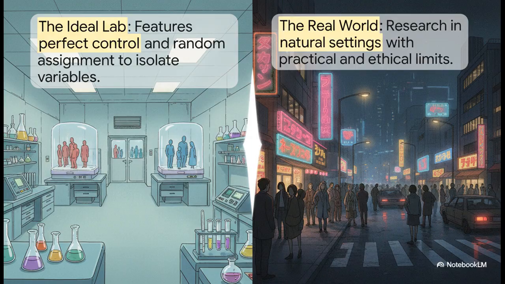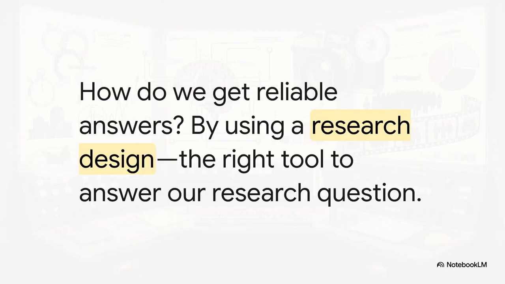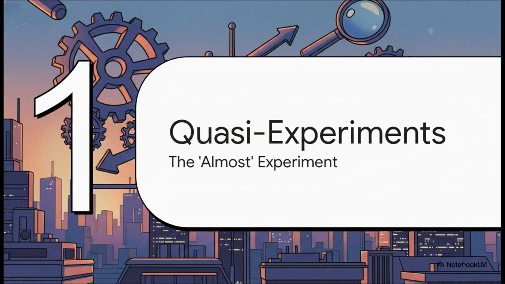Of course not. And that is exactly where this researcher's toolkit comes into play. It's not about having one single perfect method that solves everything. It's about having a whole set of smart, specialized designs. Think of each one as a different tool, specifically built to find the most reliable answers you can get, even when you're dealing with those messy, real-world situations. All right, let's grab our first set of tools from the kit.